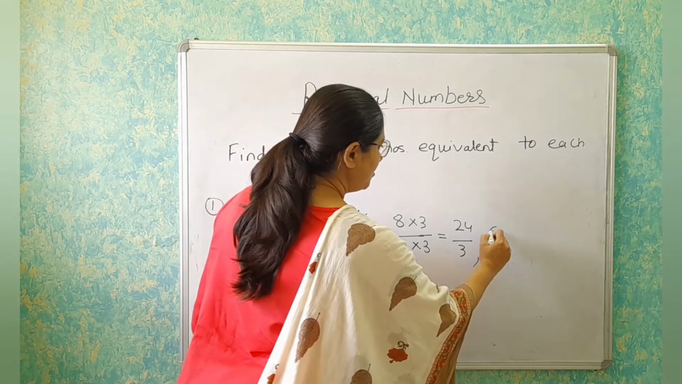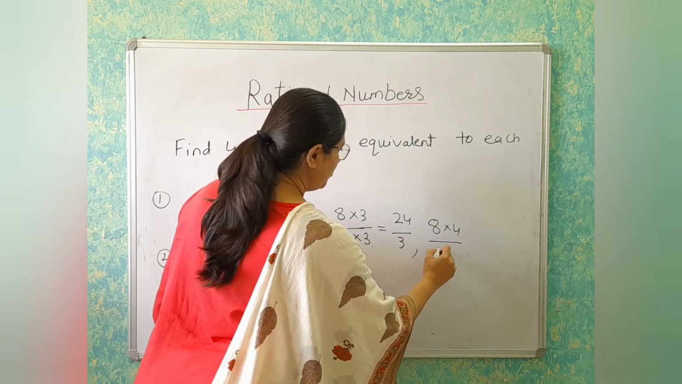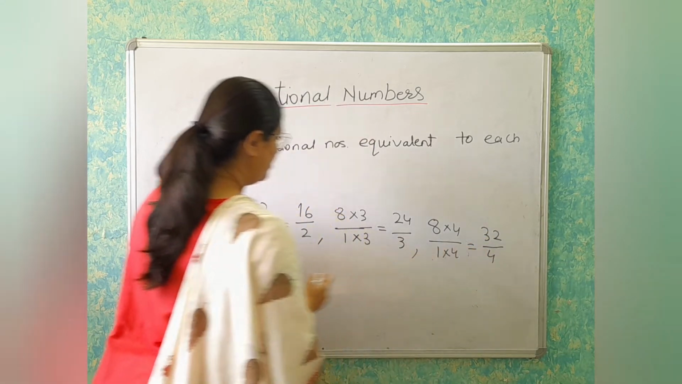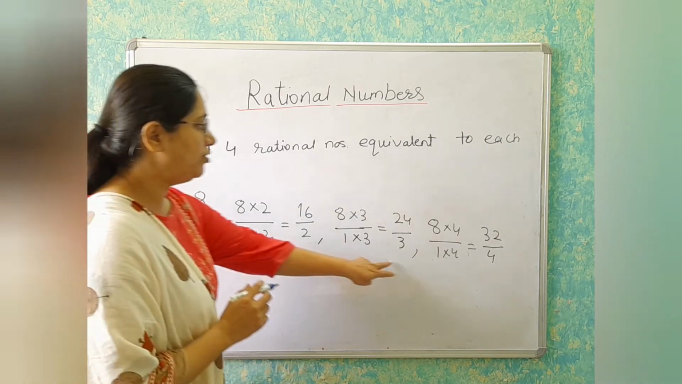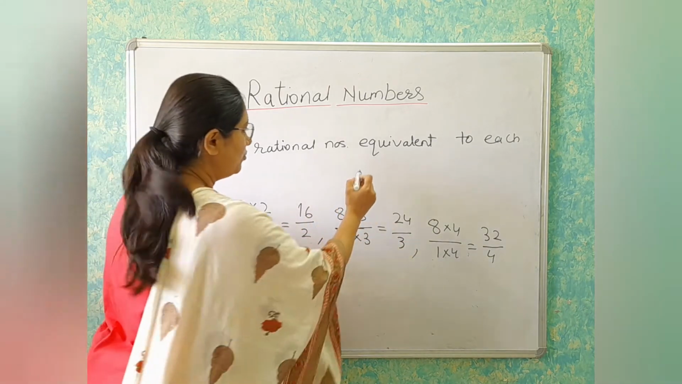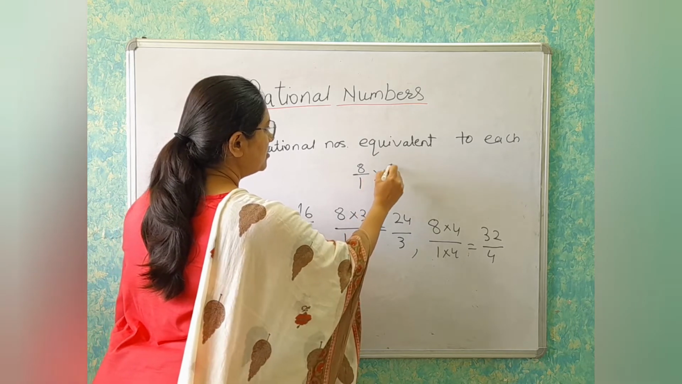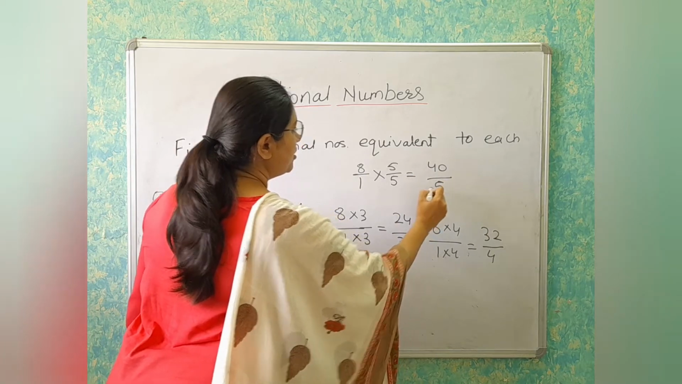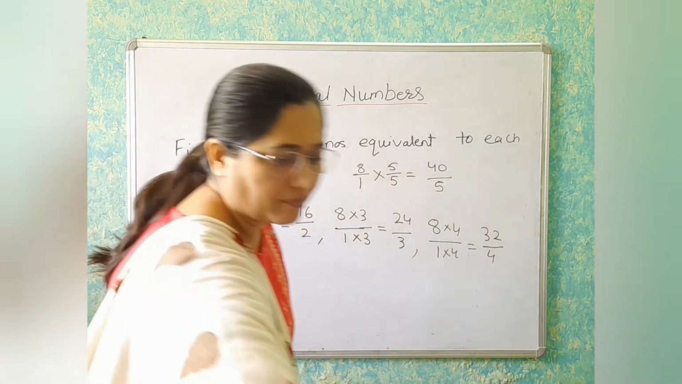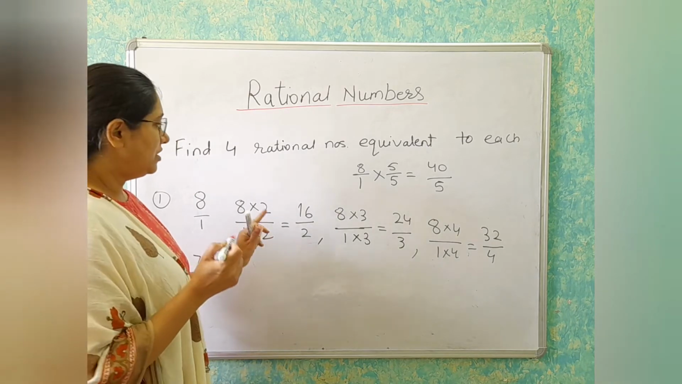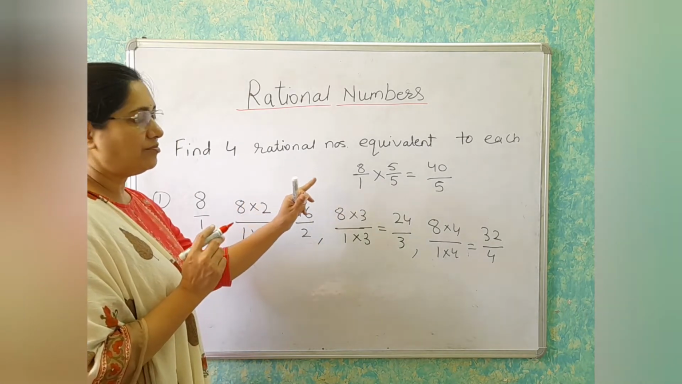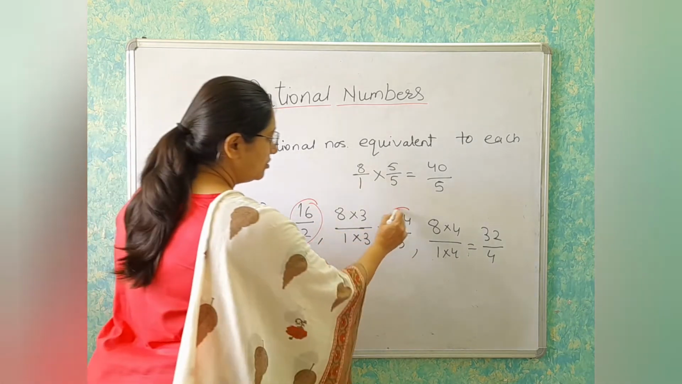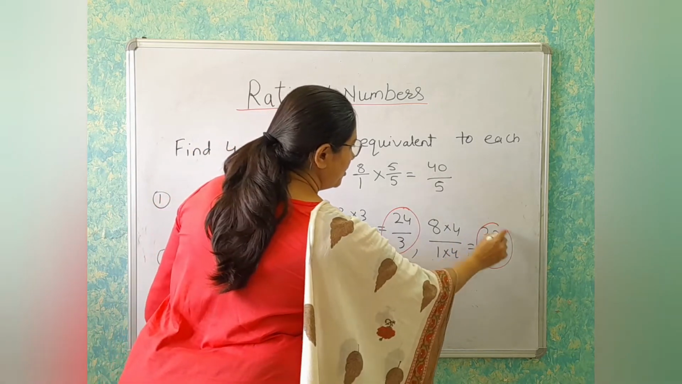One more time, I can multiply 8 upon 1 with 4. 32 upon 4. How many of them? 1, 2 and 3. So I will multiply it one more time. 8 upon 1, this time I will multiply it with 5, and it will become 40 upon 5. So in this way I get 4 rational numbers equivalent to 8 upon 1. First one is 16 upon 2, then 24 upon 3, 32 upon 4.